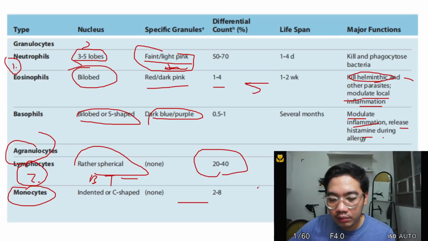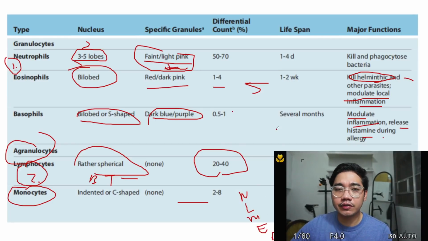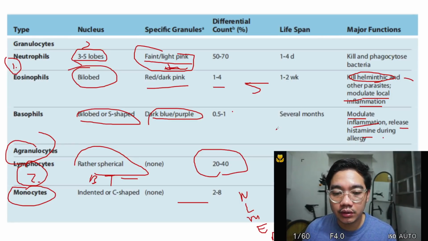So the usual most common is your neutrophils, lymphocytes, monocytes, eosinophils, and basophils, no? It's very rare to see a basophil, but in cases of anaphylaxis, you can see it in the PBS, no?